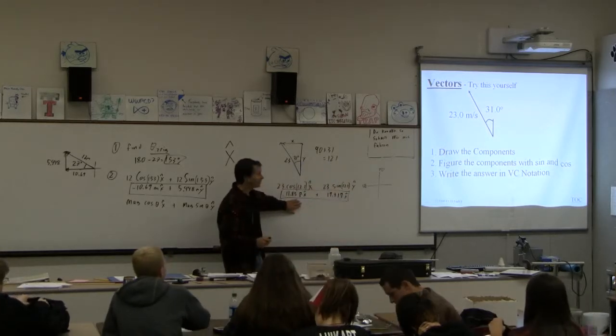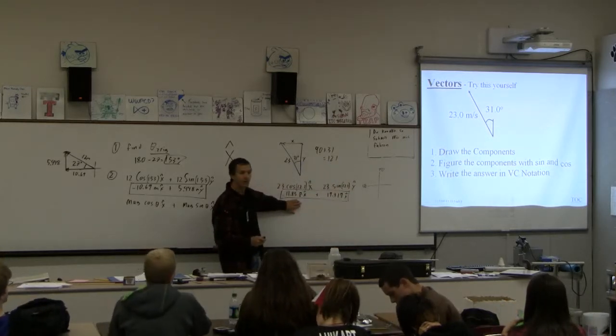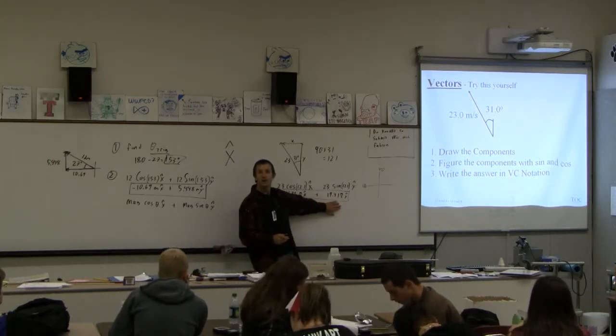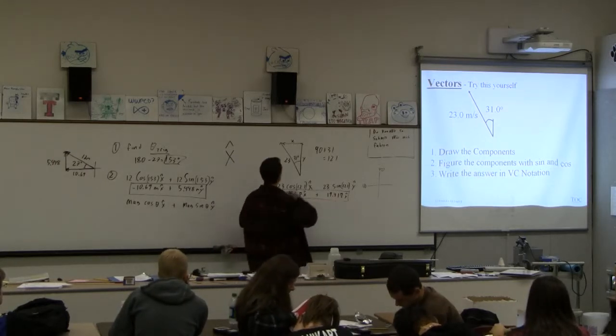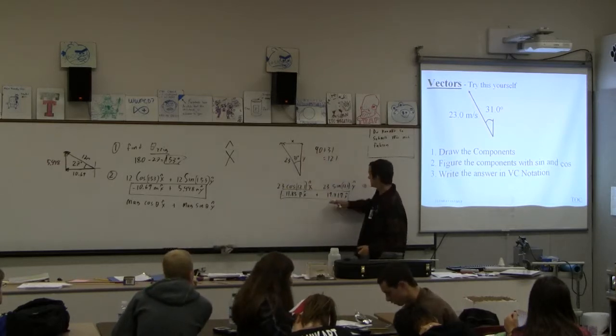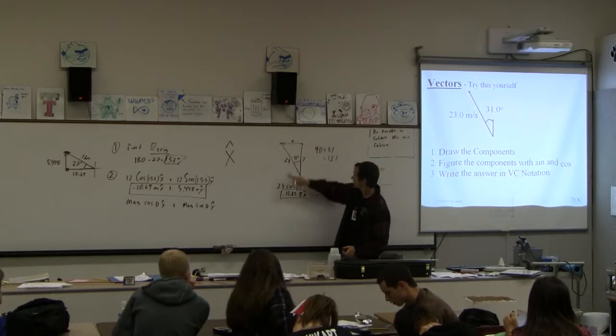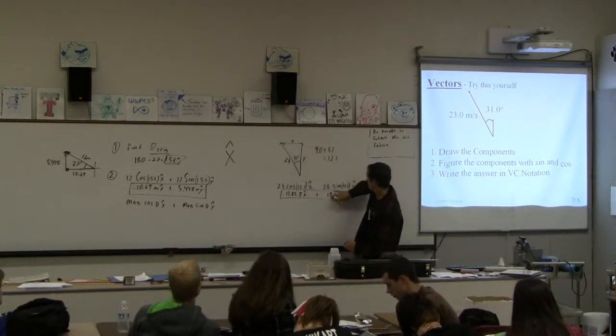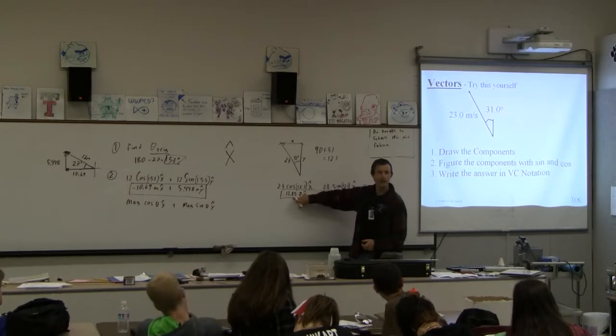Kudos to you if you figured out that this guy was 11.85 to the left, 19.71 up. Pat yourself on the back, especially if you looked at this thing and you said, look, this thing goes up and this thing goes up. This thing goes to the left and negative means to the left. This one is longer than this one, yeah? If you did all that, then I'm very, very happy.